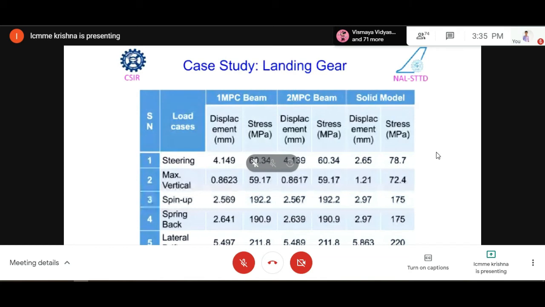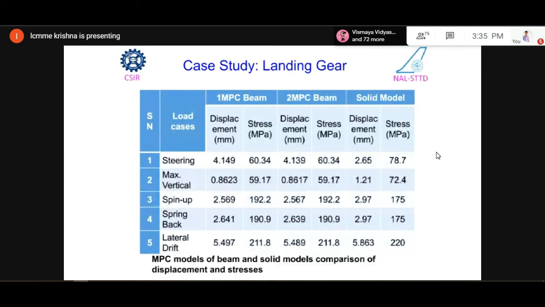For 5 different load cases, we have got the stresses and displacement. This is a comparison of the 1D model with the solid model. We do see a little difference in the stresses: 211, and 220 for the solid model. This much of a difference will definitely come when we model with beam and solid models.